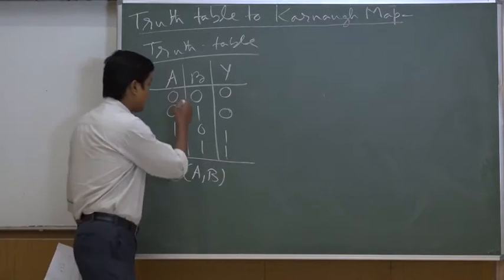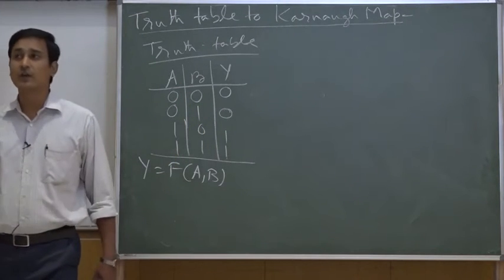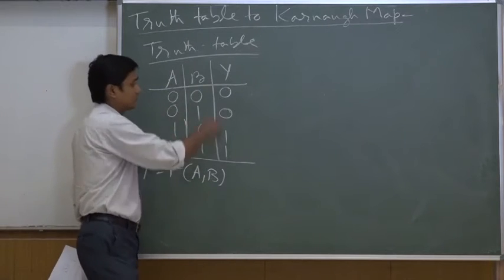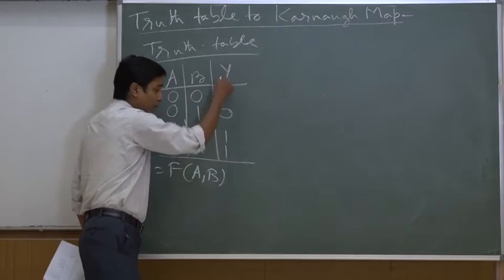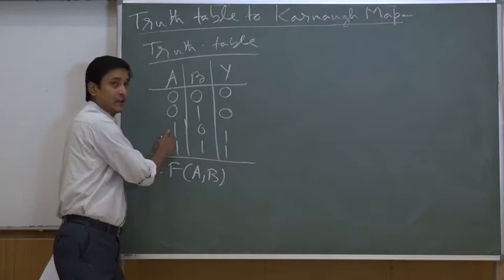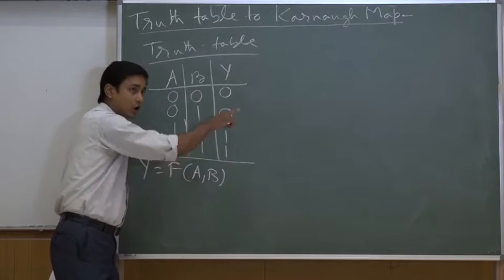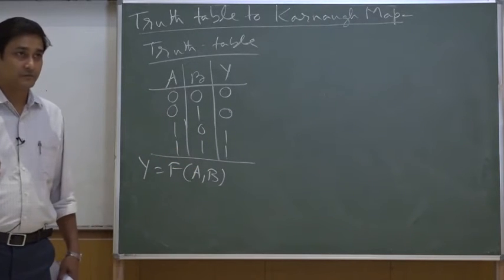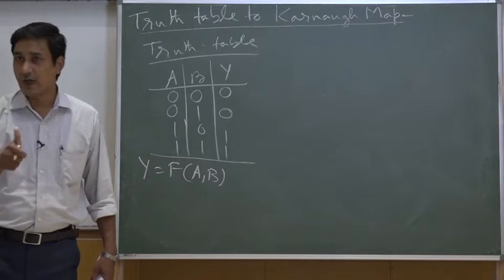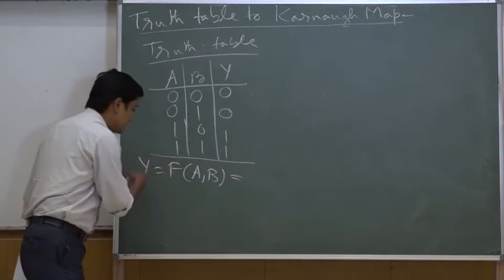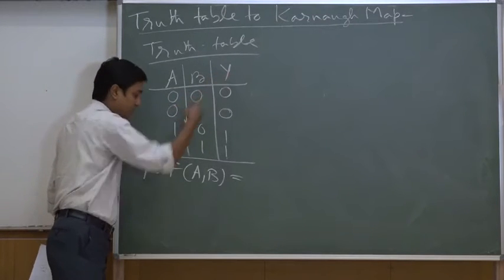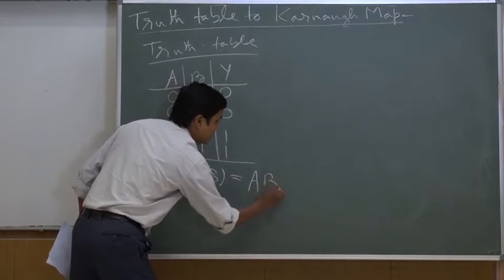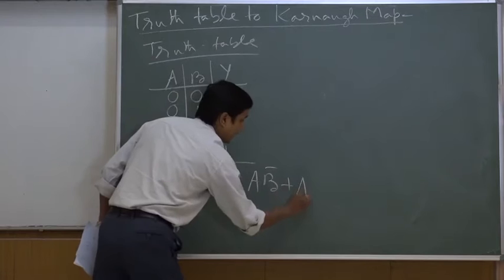Now, if I want to derive the logic gate for this logic, I find from this truth table that output Y will be 1 if A and B bar, or A and B, are 1. That is the simple understanding. So, I can easily write one expression for this Y, which is a function of A and B. In terms of A and B, I can write it as A B bar or A B.